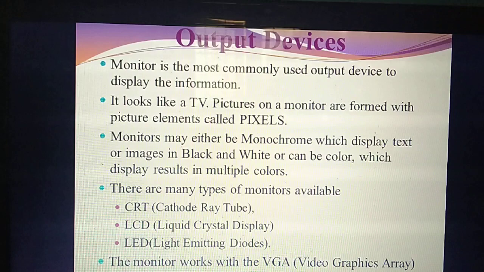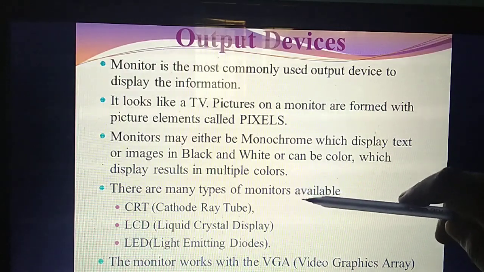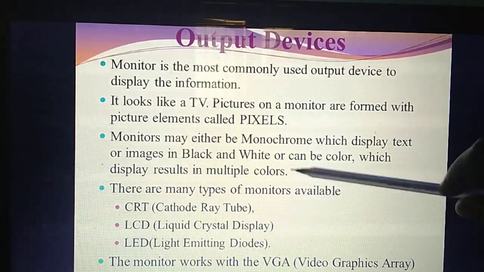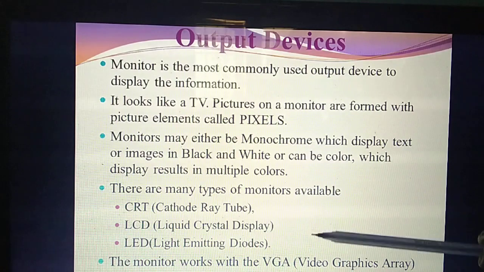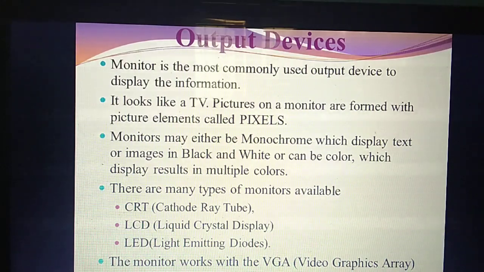So next point is monitors may be monochrome. What's the meaning of monochrome? It can display the images either in black and white or colors. Colors means multiple colors. Okay, there are many types of monitors. Here they are giving 3 types of monitors. What are they? Important 3 mark question or 2 mark question. Okay, CRT. CRT means cathode ray tube monitor. Next one is LCD. LCD means liquid crystal display. Next one is LED, light emitting diodes.